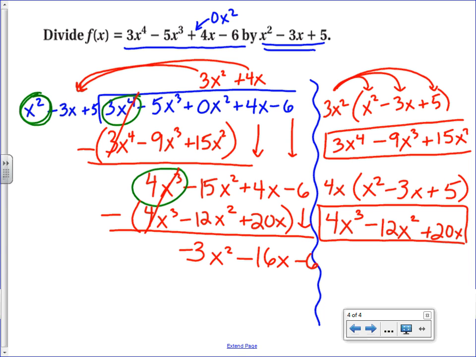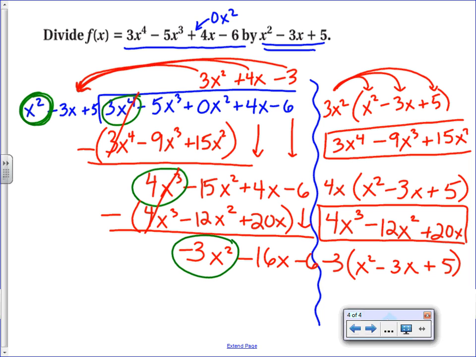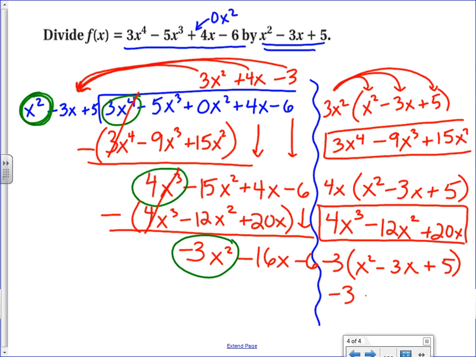This is going to be our last step here. Our new first term is negative 3x squared, and we are taking out still the x squared from out front. If you have a negative 3x squared and you take out an x squared, all you'll be left with is minus 3. That goes on our answer line. Anytime there's something on our answer line, the next step is to multiply it by the divisor. Negative 3 times the entire divisor. Distribute. Negative 3 times x squared is negative 3x squared. Negative 3 times negative 3x, positive 9x. And negative 3 times 5 is minus 15.